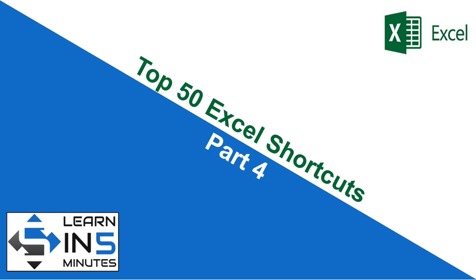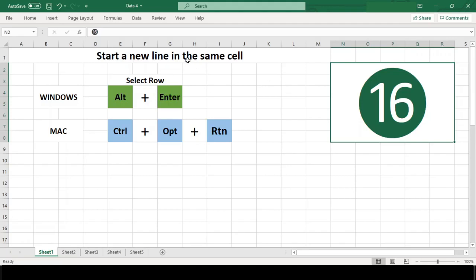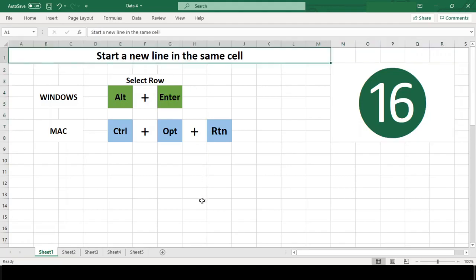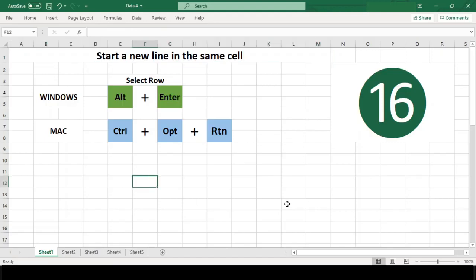So let's start. Number 16. Start a new line in the same cell. Although this can't be categorized under shortcut, since this is very important and you can't figure this out in any menu or ribbon, I have included this in the shortcuts with Alt Enter in Windows and Control Option Enter in Mac. You can start a new line in the same cell.